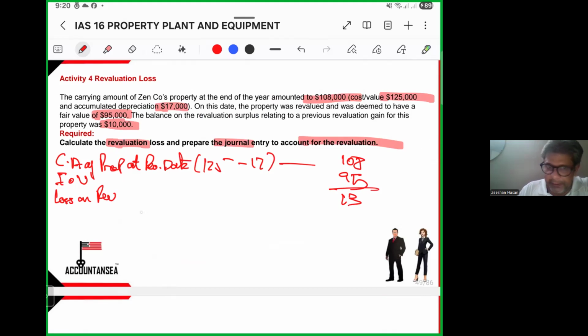So what will be the entry? What will be the entry? Property value goes decreased by 13.